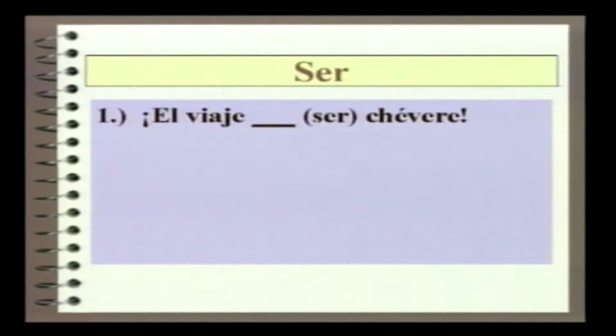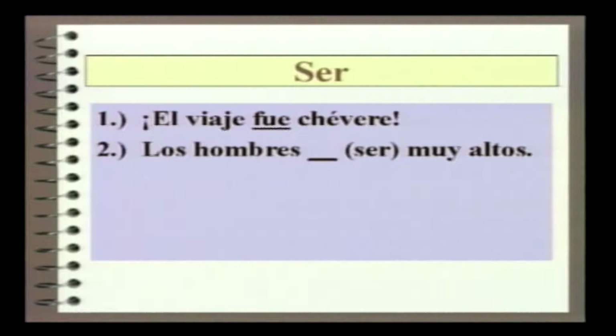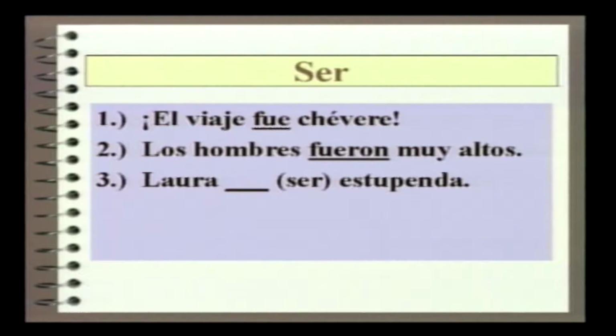El viaje blank chévere. Do you recognize the word chévere? Okay. El viaje, the trip, third person singular, fue chévere. The trip was fantastic. Número 2. Los hombres, that's right, third person plural, fueron muy altos. Número 3, Laura fue estupenda.